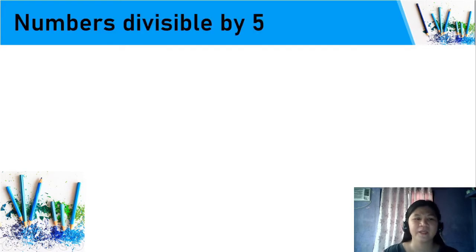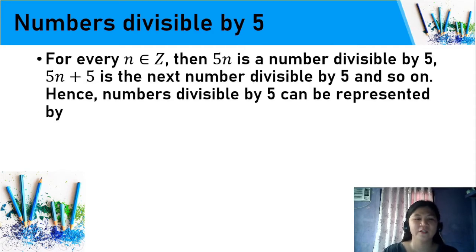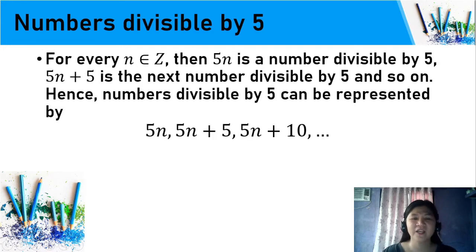For numbers divisible by 5, if even integers are numbers which are divisible by 2, then numbers divisible by 5 are multiples of 5. So for every n element of Z, then 5n is a number divisible by 5, 5n plus 5 is the next number divisible by 5, and so on. Hence, numbers divisible by 5 can be represented by 5n, 5n plus 5, 5n plus 10, and so on.